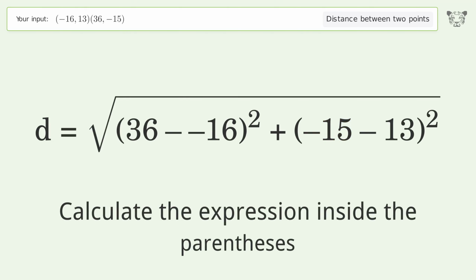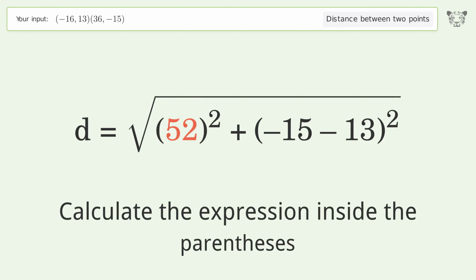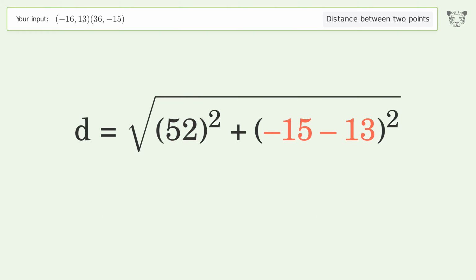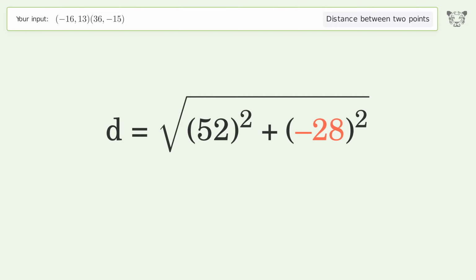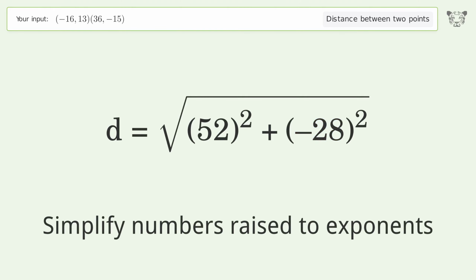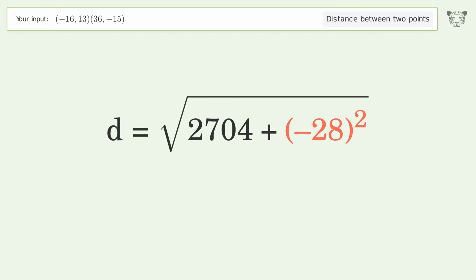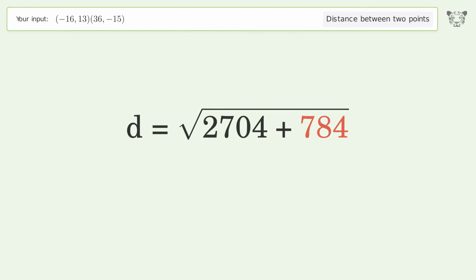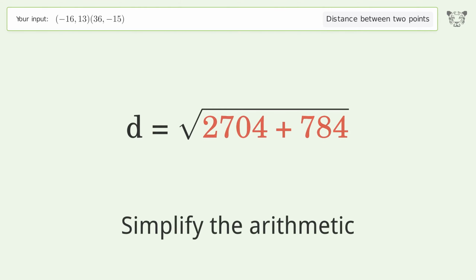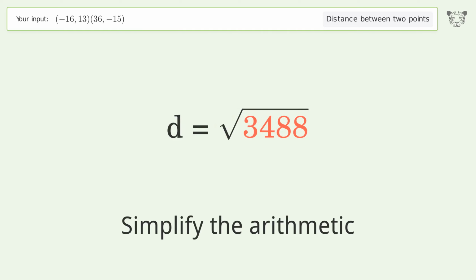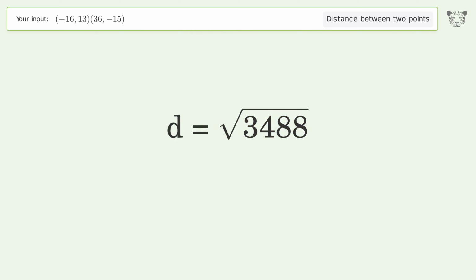Calculate the expression inside the parentheses. Simplify numbers raised to exponents. Simplify the arithmetic. And so the distance between the 2 points is the square root of 3,488, or 59.059.